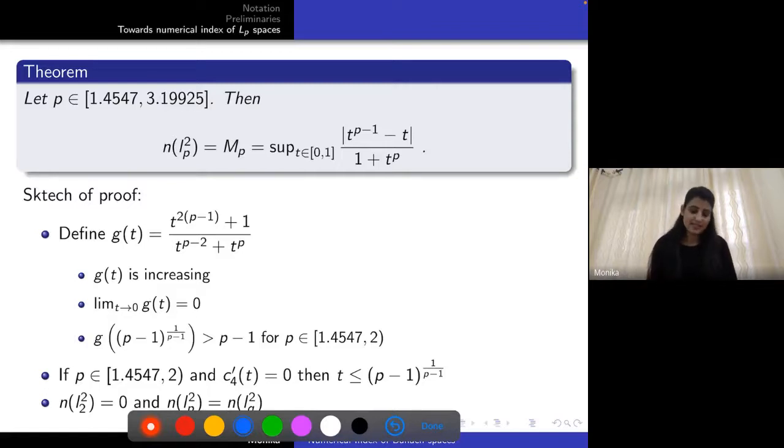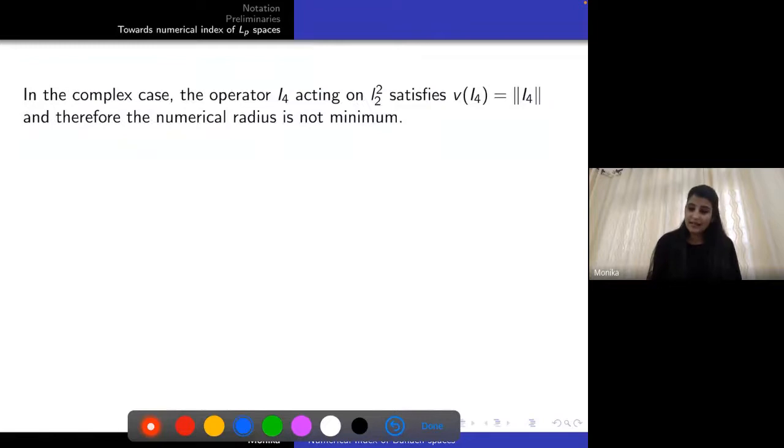Now we are in the complex case. But actually it was observed that the numerical index of L22 is half, because it's a complex Hilbert space. For complex Hilbert space, the numerical index is half. For real Hilbert space, the numerical index is 0. So the numerical index is half, and the numerical index coincides with the numerical radius of the shift operator 0010.